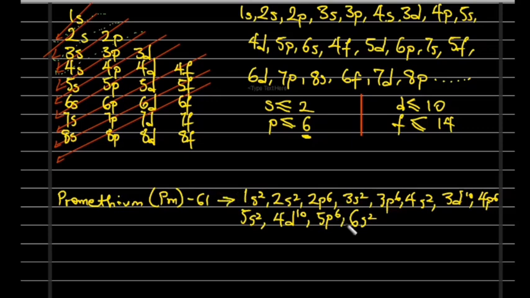So we have 5 left. After 6s we have 4f, and we have 5 left. So 56 plus 5 will give us 61. So that is 4f5 for promethium. Okay, so let's look at its position now on the periodic table.